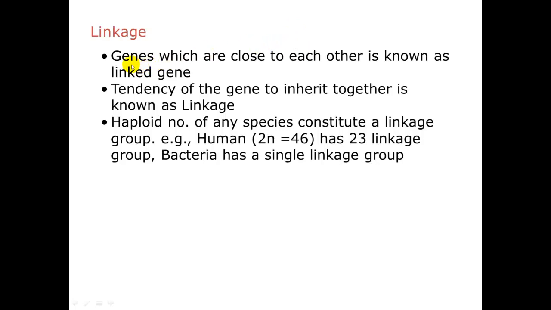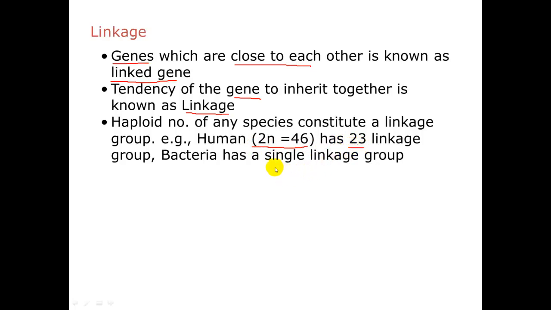We know very well that genes are linearly placed on a chromosome, right? And when the genes are very close to each other, they have a tendency to inherit together. So the tendency of genes to inherit together is called linkage. And we can say that the haploid number of any species constitutes a linkage group. For instance, in human beings, the 2n number is 46. So altogether we have 23 linkage groups.